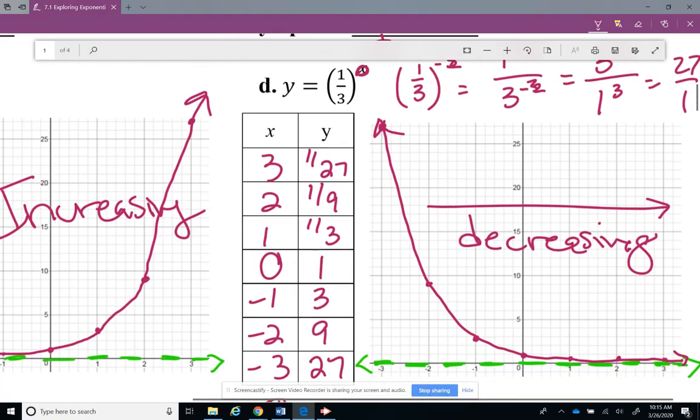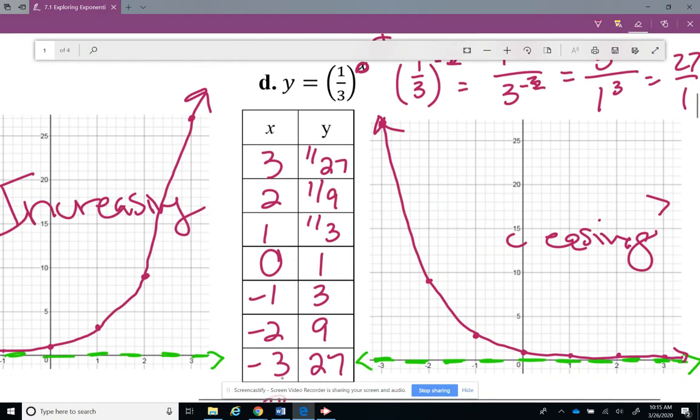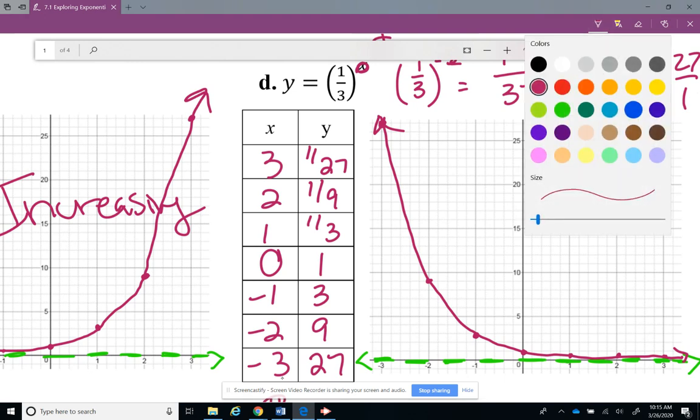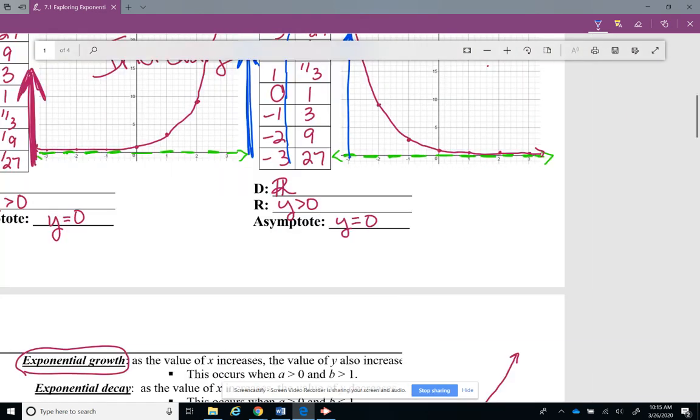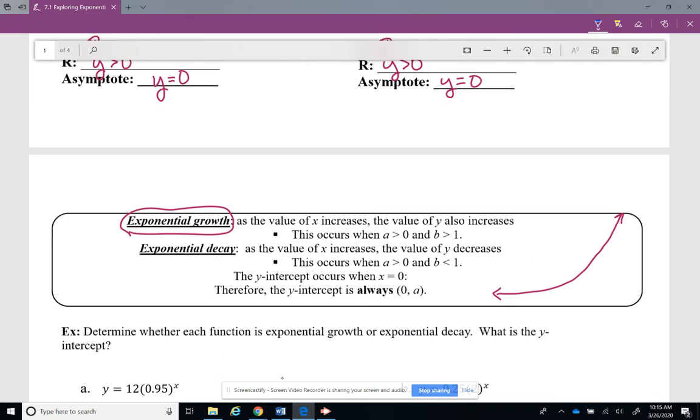All right, look at the one below it, D. We know this is decreasing because we set it, but I want you to look at the table. As the x values increase, as I go up, they're getting bigger and bigger and bigger. What's happening to the y values? They are decreasing. That's why this is a decreasing picture. So that's the difference between exponential growth and exponential decay.